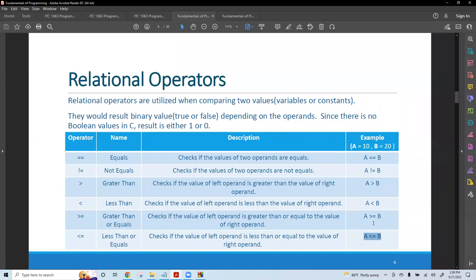These are relational operators. Remember, equal means two equal marks. If it is just one, it is an assignment. Remember that. The equal operator is always two equal signs. Right, any questions?